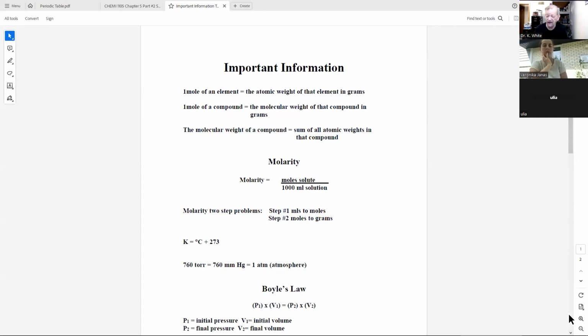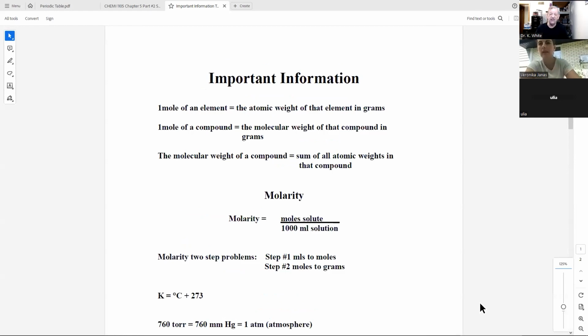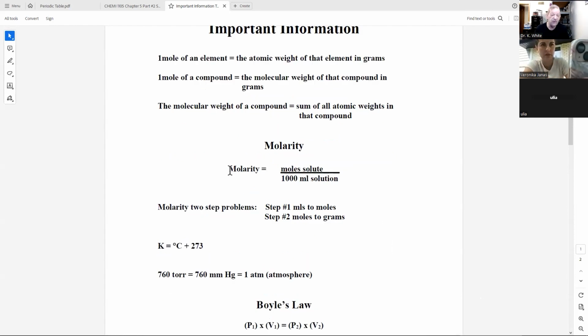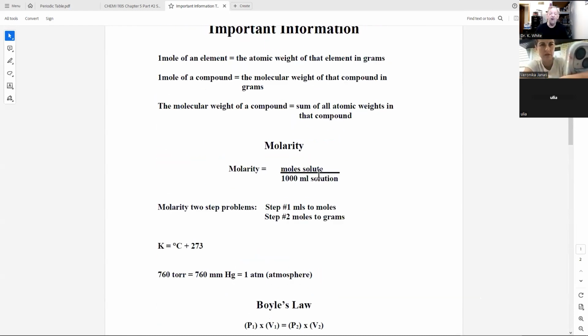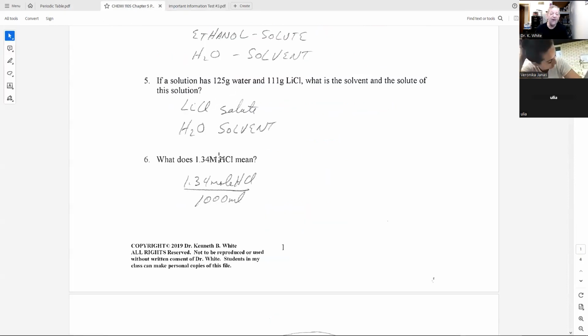And if you look on your screen, you'll see what you'll see tomorrow. That's in the back of test number 3, and that's important information. And molarity, which I don't have on here, is capital M. That you've got to remember is moles of solute per 1,000 milliliters. And now, when you see a number, capital M, and a formula, HCl, that means molarity, and this means 1.34 moles of HCl per 1,000 milliliters.